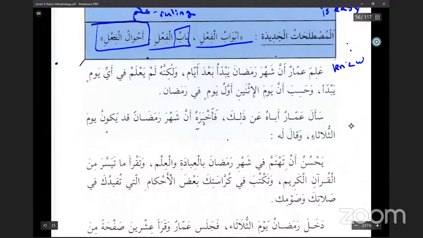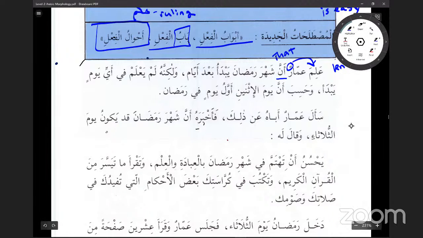And we said that whenever you find a fi'l in the Arabic language, you always look for the doer, and an indication of the doer, we said, was a dhamma. So the next word, Ammarun, has a dhamma. So we know that alima Ammarun. Ammar is the one who knew, who did the verb of knowing. So Ammar knew. Anna. We know anna. Anna means that. We've taken this before. So once again, alima Ammarun anna, Ammar learned that. What did he learn? Shahra Ramadana. He learned that the month of Ramadan.